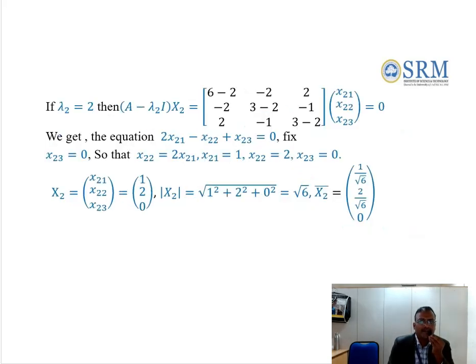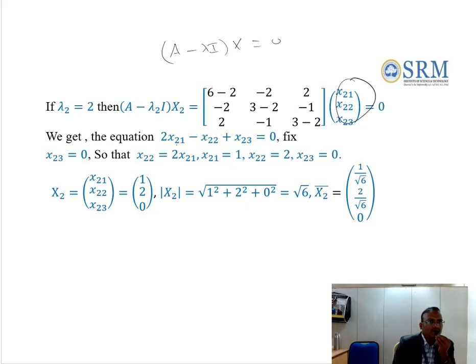For the second eigenvector, use the usual definition, that is, take lambda 2 equal to 2 and replace lambda equal to 2 in the matrix equation. What is the matrix equation? (A minus lambda I) into x equal to 0. Here x is this vector. Replace lambda 2 equal to 2 and subtract like this, then you will be getting the equations like this.